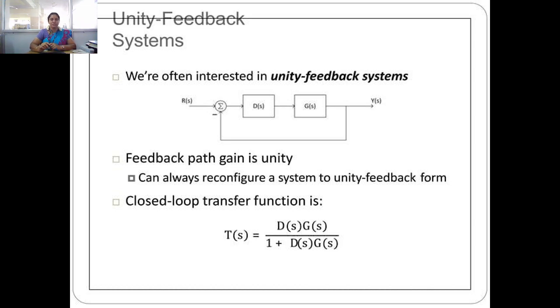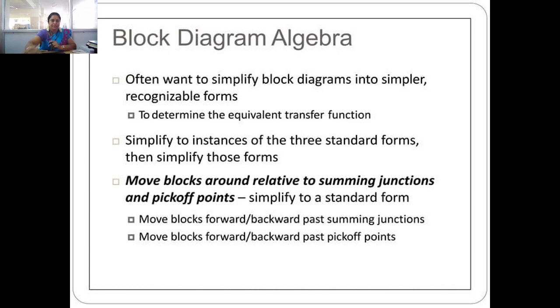Next one is a unity feedback system. That is, there is no value in this feedback; your feedback value is 1. That is called a unity feedback. How to find the transfer function: T(s) is equal to D(s)G(s) divided by 1 plus D(s) into G(s), that is, H(s) value is 1. So it is called a unity feedback system.